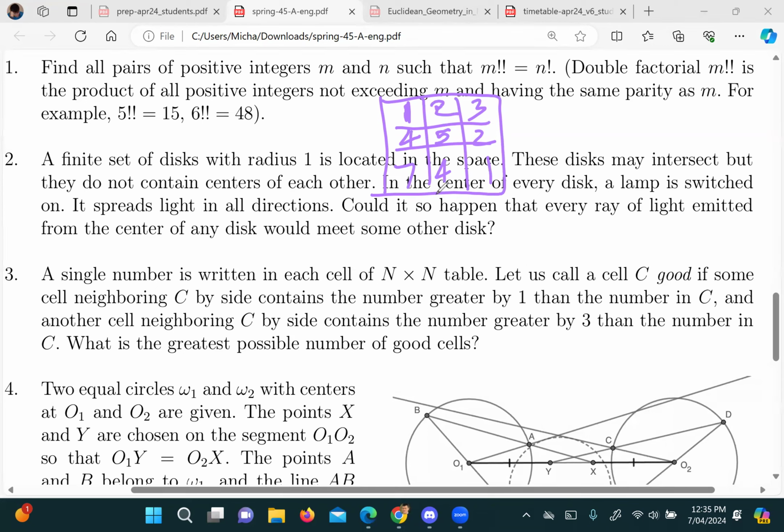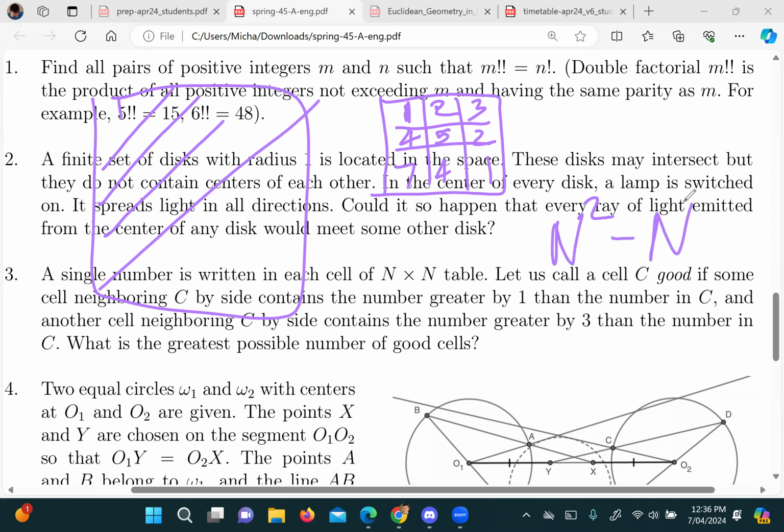I started in the middle. That's probably why. Because starting in the middle, there's more options. So in general, you can kind of just start from the corner and work your way towards the middle diagonal, right? And then you just reflect it to the other side. So that'll give you n squared minus n. And it's actually pretty convincing.